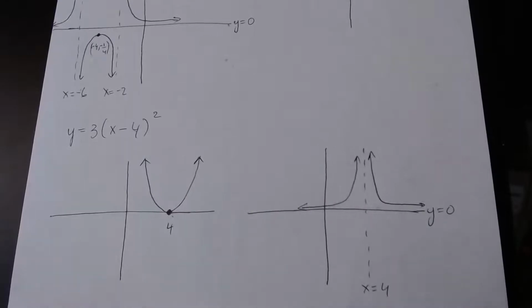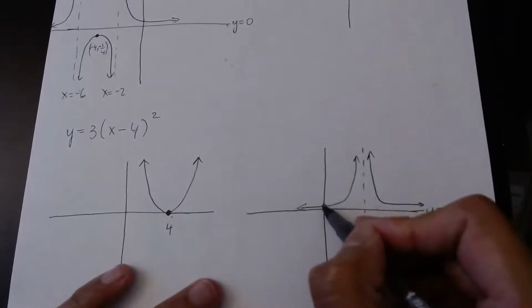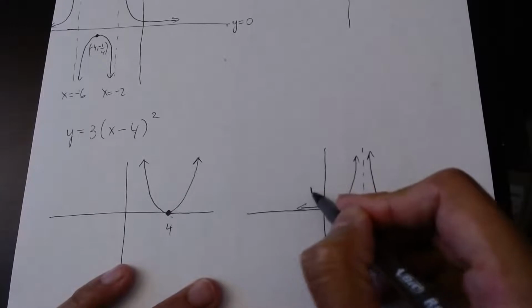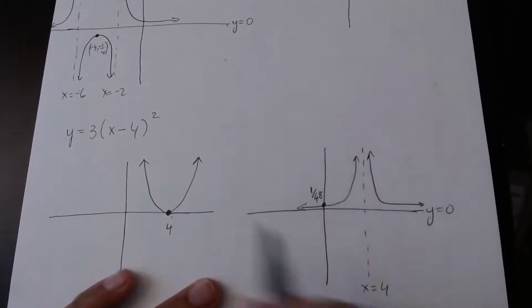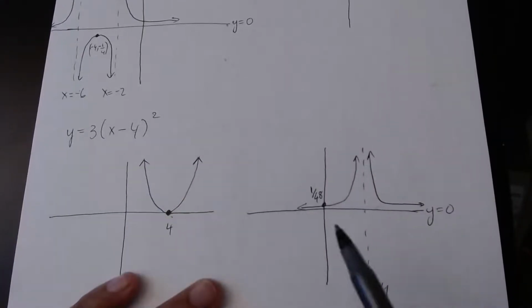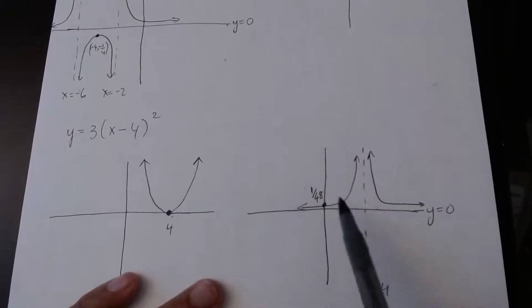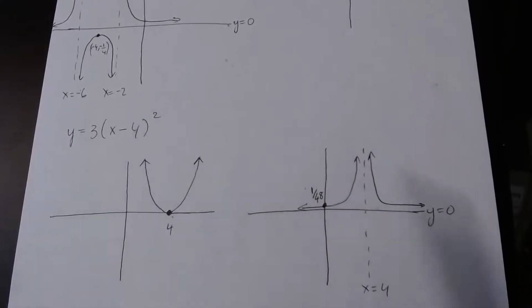So that kind of shows all of the possibilities. This is going to be 1 over my y-intercept, so 1 over 48. Again, you could just expand that out, get the y-intercept, and do 1 divided by that. I didn't show all the steps in this problem, but I will show them in the next one.